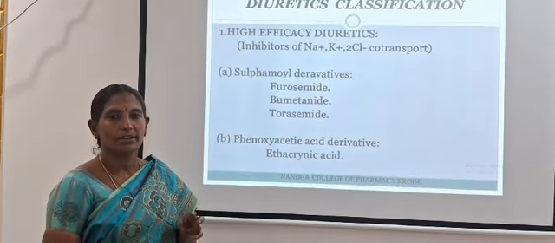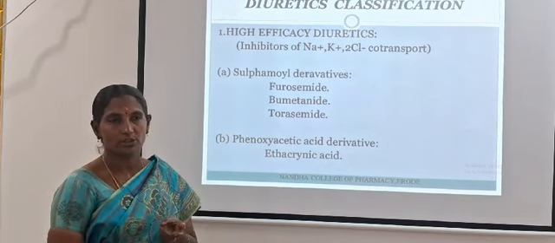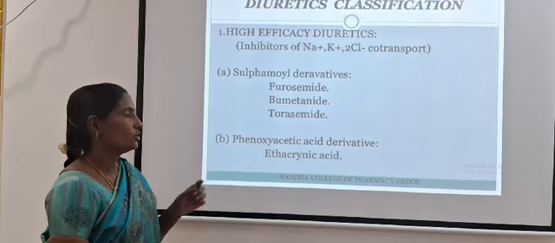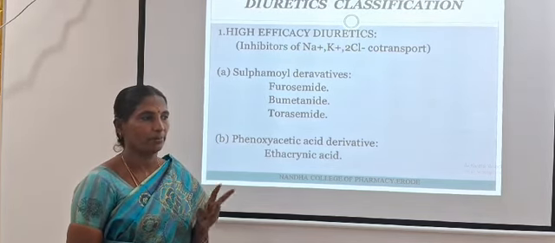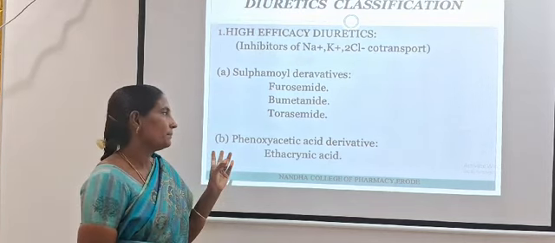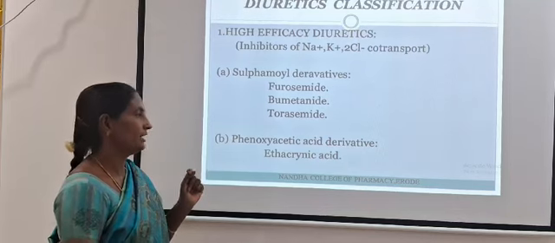Again, we classify according to the site of action: drugs acting on the proximal convoluted tubule, drugs acting on the loop of Henle, and drugs acting on the distal tubule and collecting ducts. There are three types of classification: one depending upon the mechanism of action, next depending upon the chemical classification, and another depending upon the site of action.